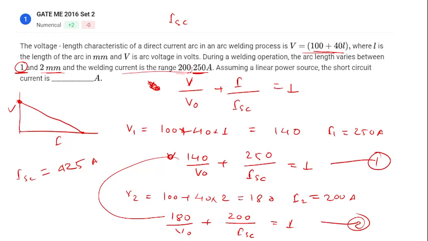Okay, any doubt in this? Now you can easily solve these two equations, right? You want me to solve them? From here you calculate V0 and then you put the value of V0. From here V0 will be 1 minus 250 over ISC, multiplied by 1 upon 140. So this value we will put in this and you can get the I short circuit. Any doubt in this question?